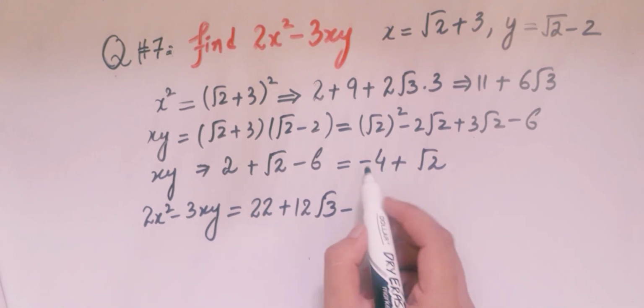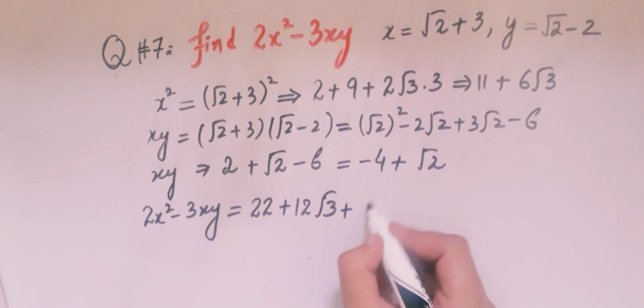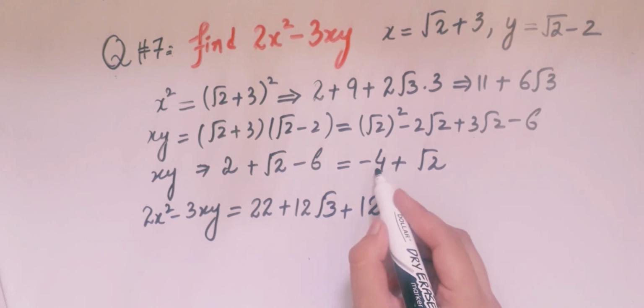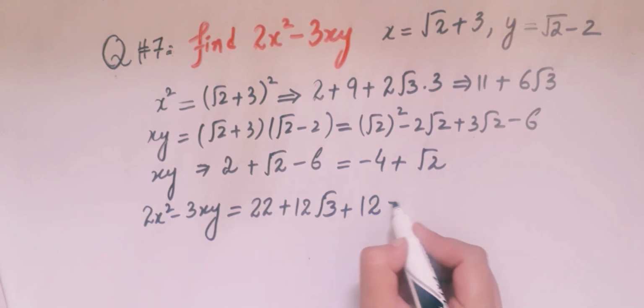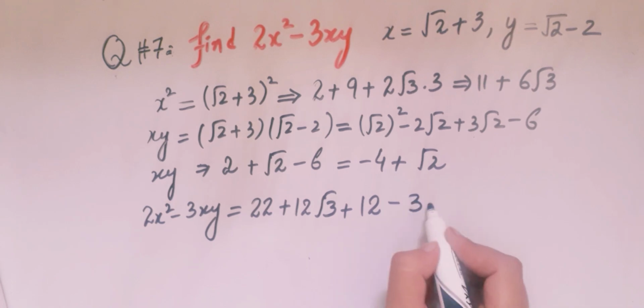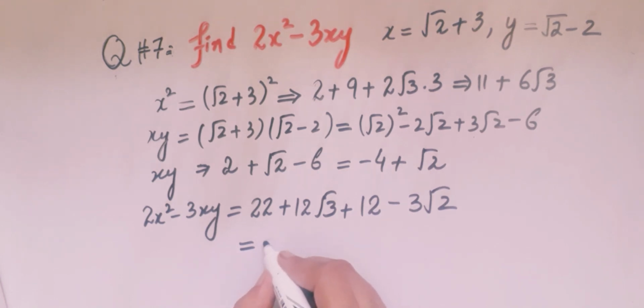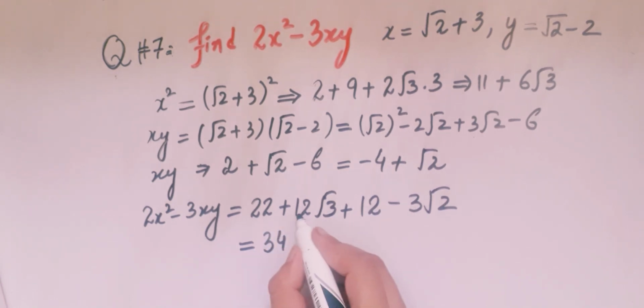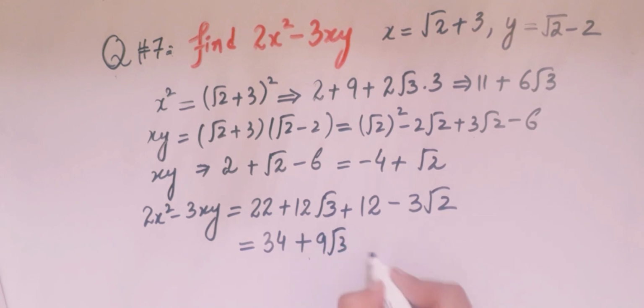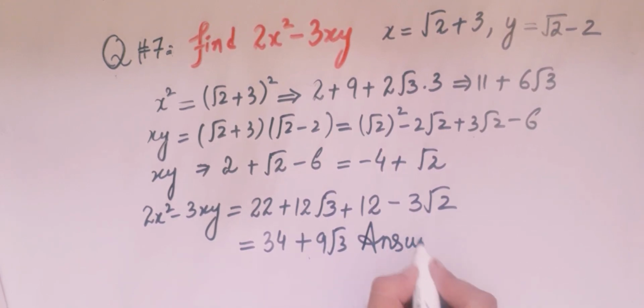So all the signs will be changed. So plus 12, and plus will become minus 3 square root 2. 22 plus 12 is 34 and 12 minus 3 is 9 square root 3. So this is the answer of this question. I hope you understand.